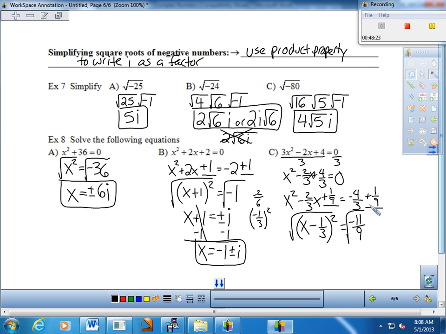Let's see. Square root, square root. I get x minus 1/3 plus or minus. Now look at this one, everyone. See if you're really putting it together. Square root of 9 down on the bottom, just 3. Square root of negative 11, not much I can do there, but I can deal with it. Square root of a negative, let's pull out i. So square root of 11 times i.